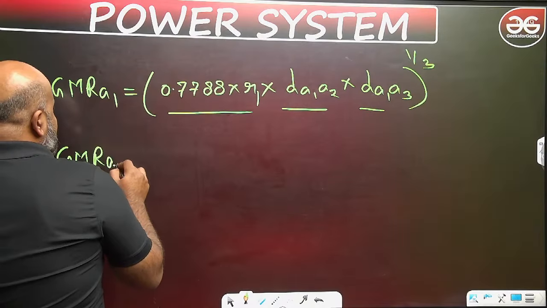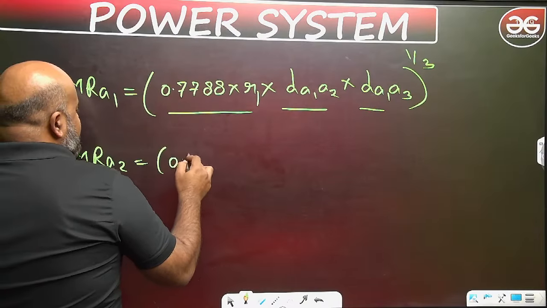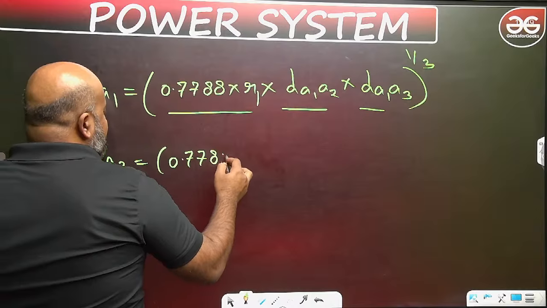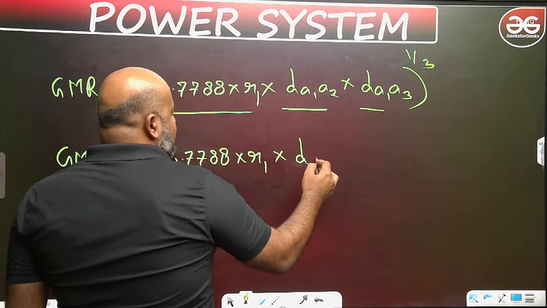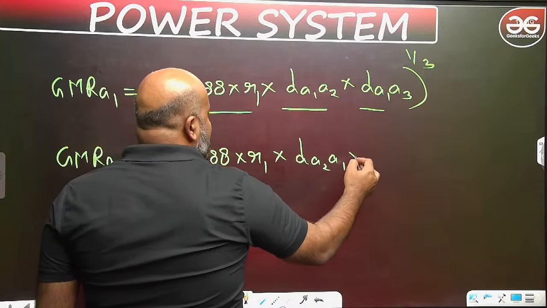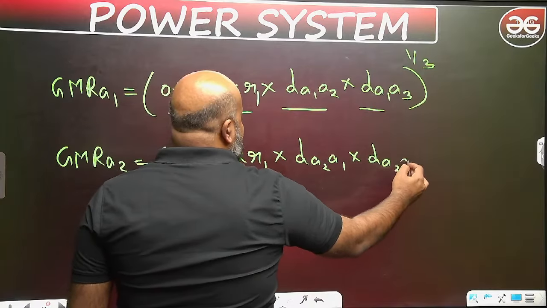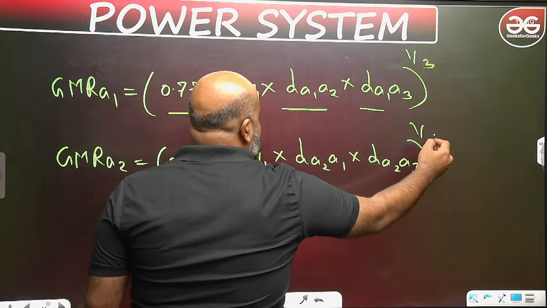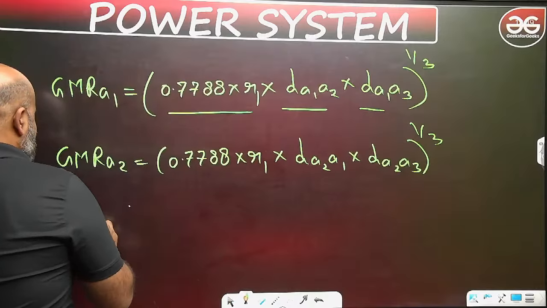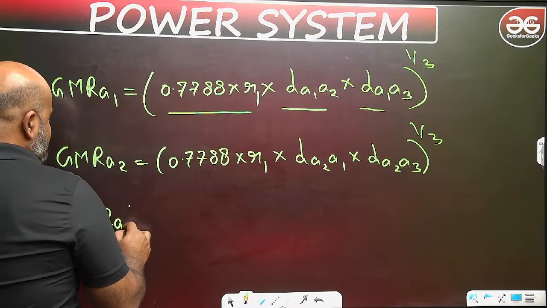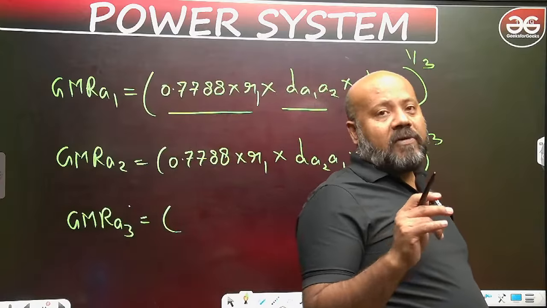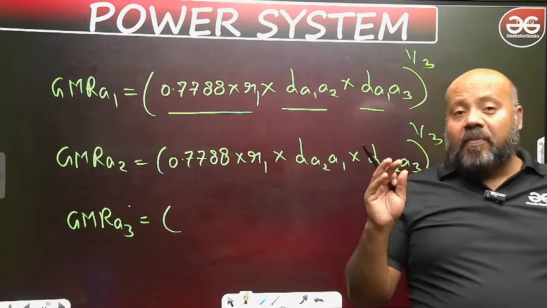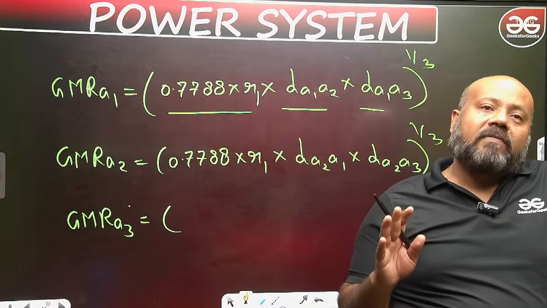Similarly, you can write GMR for A2. Effective radius of A2 is 0.7788 multiplied by R1, times the distance between A2, A1 and A2, A3, power 1 by 3. If you have any doubt while I am writing this, you can ask me, because this is the time you can remove all your confusions for any problem you see in calculation of GMD and GMR.